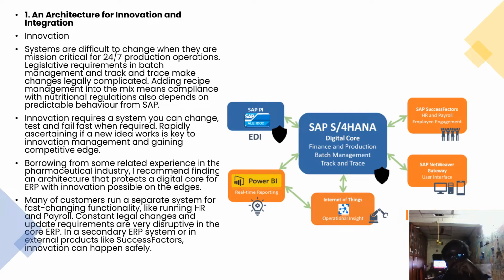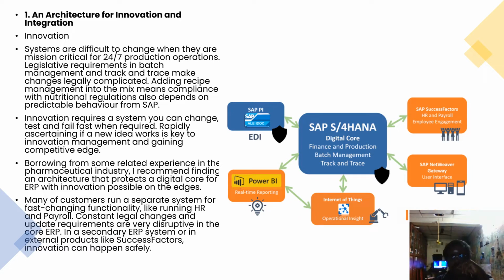So we have SAP S/4HANA digital core where logistics, finance, production, and batch management track and trace inventory or goods movement. So we have integrated PI/PO systems for EDI interface, which updates the order status, delivery status, shipping status, and customer delivery. So any delays, everything will be tracked, right?